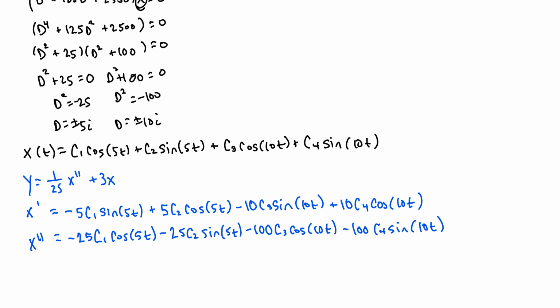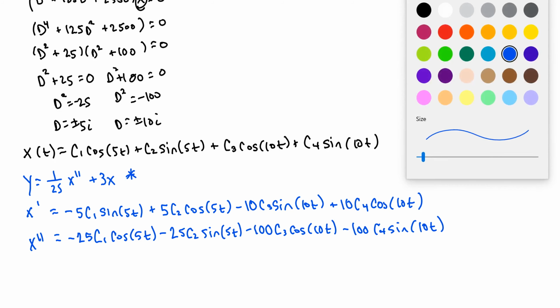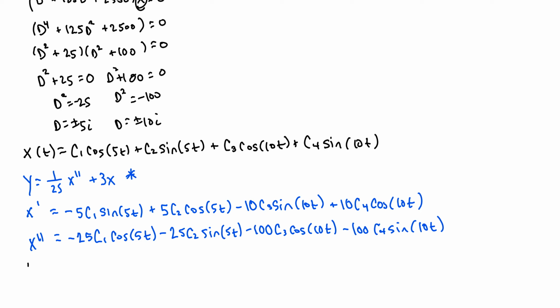Now that we have the second derivative, we can go back to this guide and determine our solution for y. Y of t equals 1/25 x double prime. So I'm going to take 1/25 of this term plus 3 times this term. That's going to give me negative C1 plus 3C1, or 2C1 cosine of 5t.